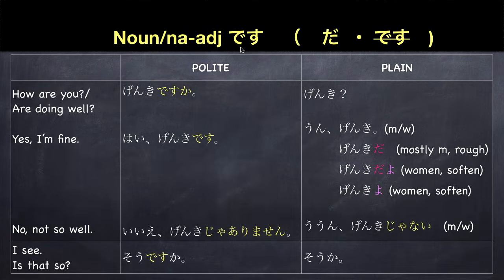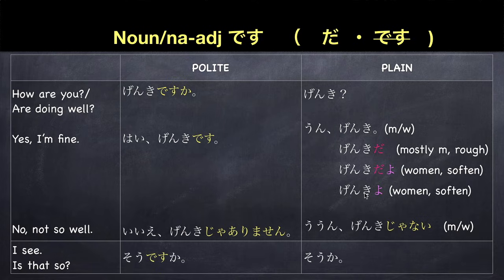For nouns or an adjective, we change this to da or sometimes remove it completely. For example, how are you or are you doing well? 元気ですか? In plain form, you can just say 元気? Yes, I'm fine. はい、元気です。元気. So this can be used by both men and women. Or, 元気だ. It's mostly used by men because it sounds a bit rough. 元気だ. Another way is, 元気だよ. So here we added the yo to soften it.